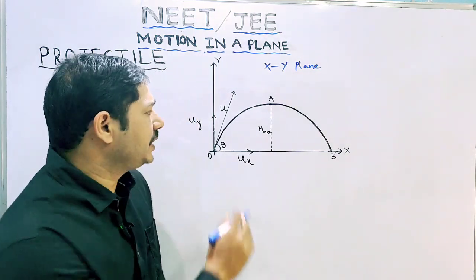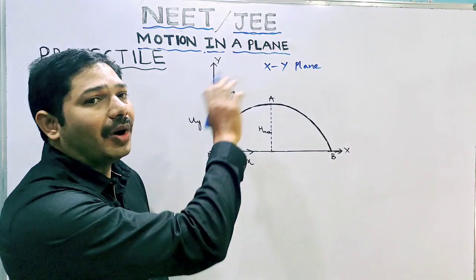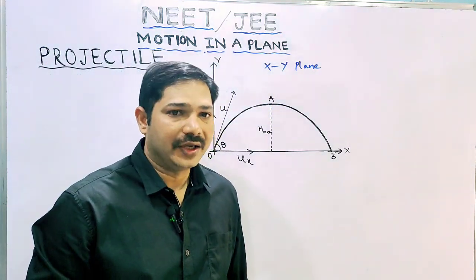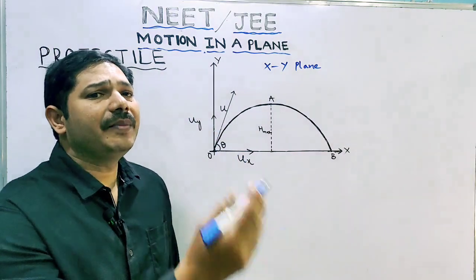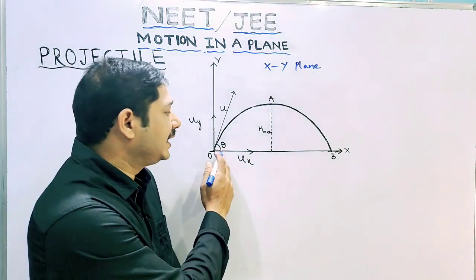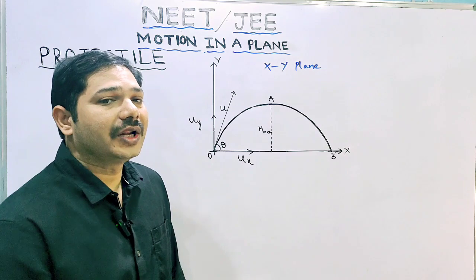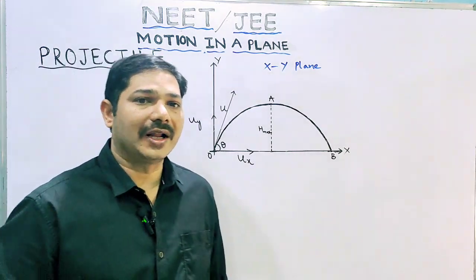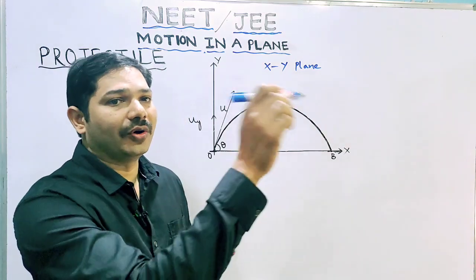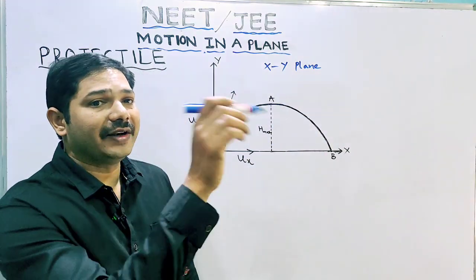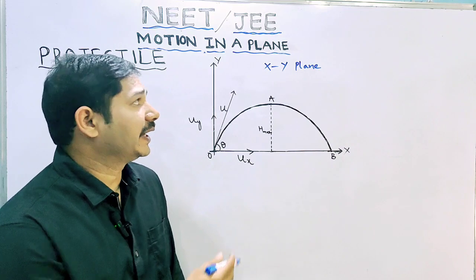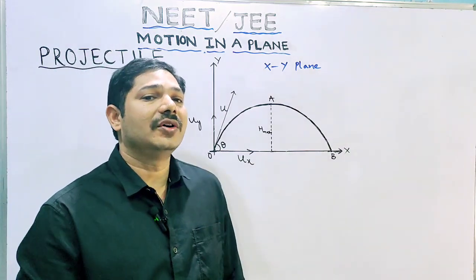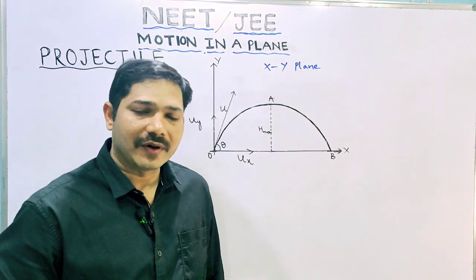First, with initial speed u, I am projecting one body. That body is called what? A projectile. Here, projectile means any body thrown at a certain angle theta with the horizontal. Examples: a cricket ball, a javelin thrown by athletes, and the motion of a bullet can also be taken as examples of a projectile.